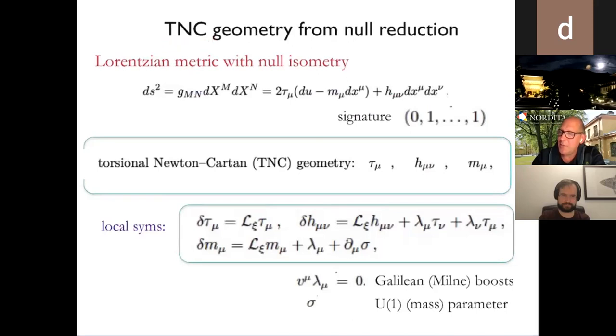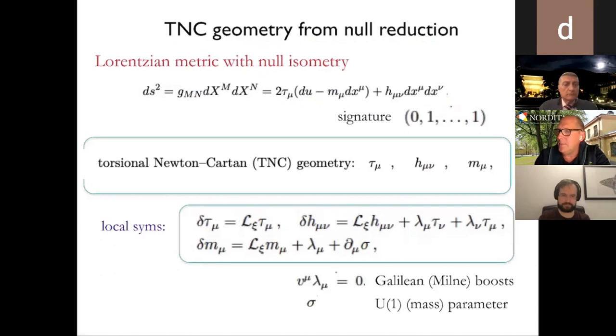In fact, it has torsion. I will spend a transparency on that. How do you get this geometry from null reduction? Consider a Lorentzian metric in, say, one dimension higher than you want to be, with a null isometry. Then you can show that the most general metric with a null Killing vector that you can write down takes this form. So here the null direction is u.